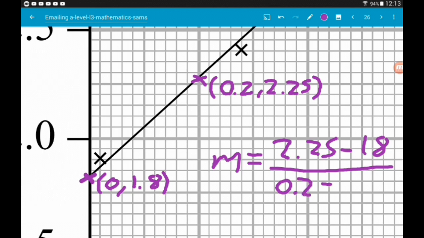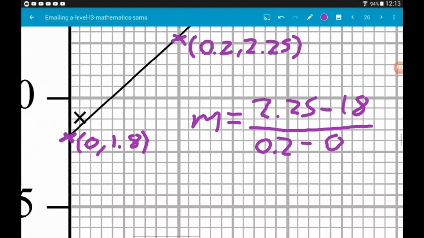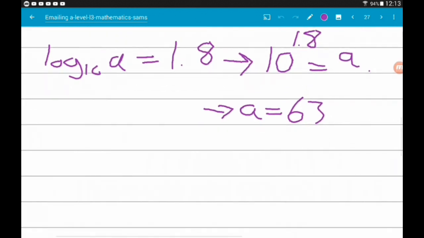So that gives us that the gradient is equal to 0.45 divided by 0.2. Now if you put that into a calculator, we get the gradient is 2.25. So the value of b is 2.25 using the numbers that I've used.